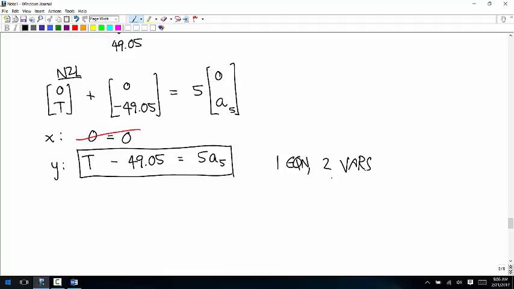But our goal is to come up with a system of equations that we can solve, where we have as many equations as we have unknowns. So we need the same number of equations and variables. So now we'll go to the 10 kilogram.